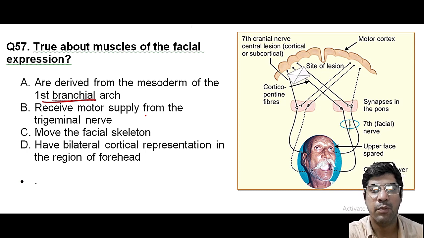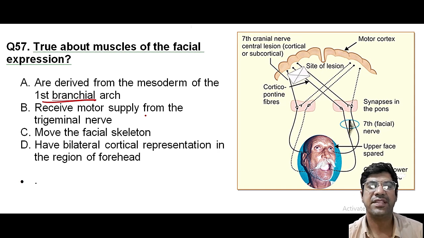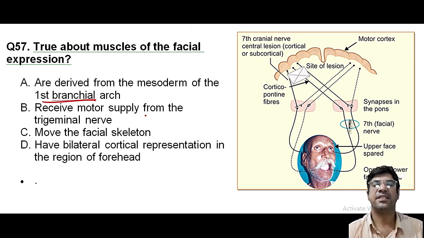Option C, moves the facial skeleton. The muscles of facial expression do not move the facial skeleton, that is the bones of the skull. Instead, they move the soft tissue of the face, such as skin and underlying structures. So these muscles are responsible for various expressions like smiling, frowning, raising the eyebrow.